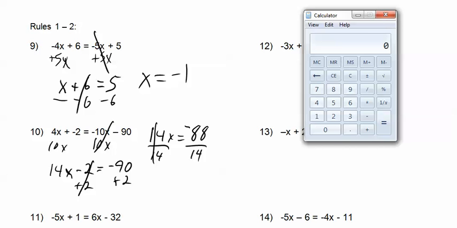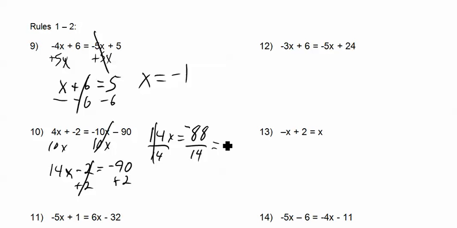Since this one doesn't come out, since this is not a real obvious problem, if you'd like to, you can grab the calculator for this one, and you go negative 88 divided by 14, and it doesn't come out evenly. It's negative 6.3, just depending on how we're going to write it. So x is equal to negative 6.3. Now, we haven't been doing ones that don't come out evenly, but sometimes they're not going to come out evenly.